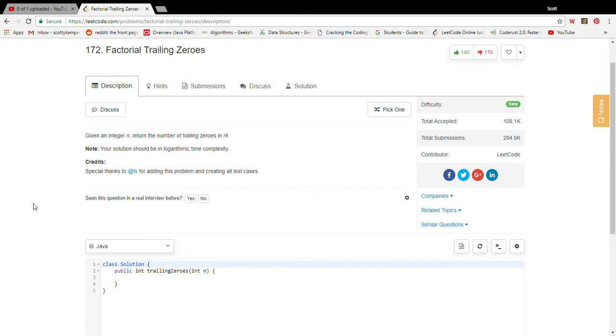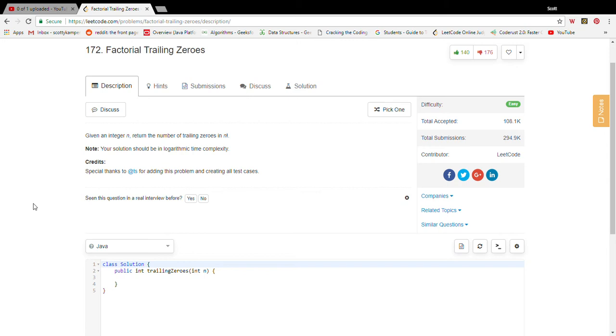Now, factorial is interesting because, obviously, 5 factorial is 5 times 4 times 3 times 2 times 1 all the way down. So what we can do, instead of calculating the factorial, is count how many factors of 10 there are in the number. Okay, and that's easy to do.